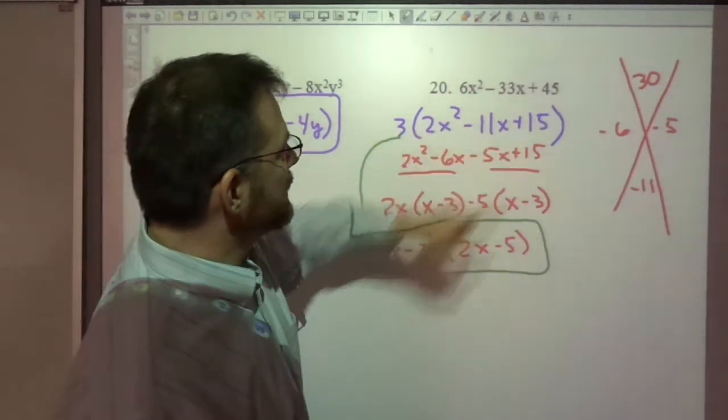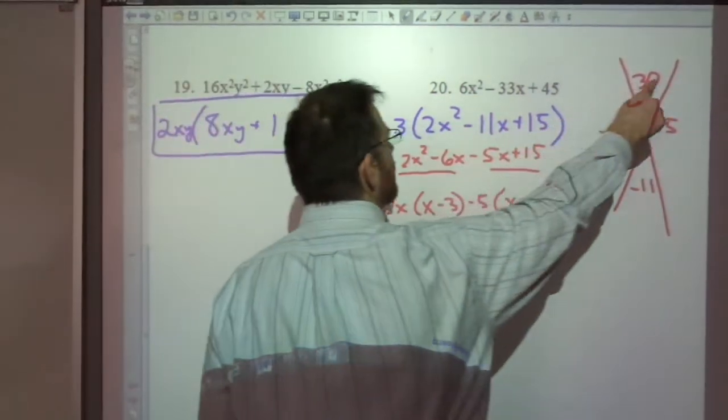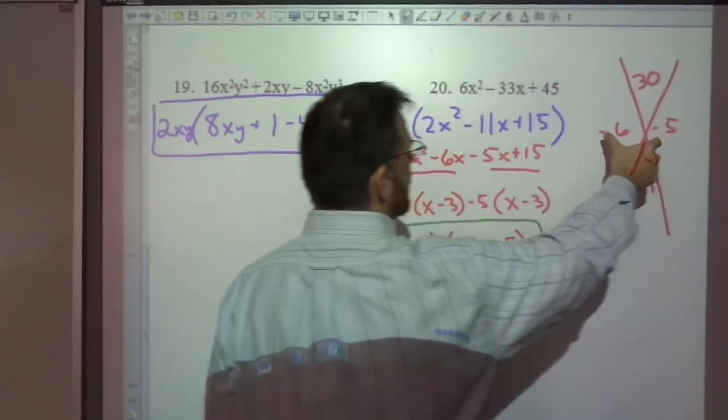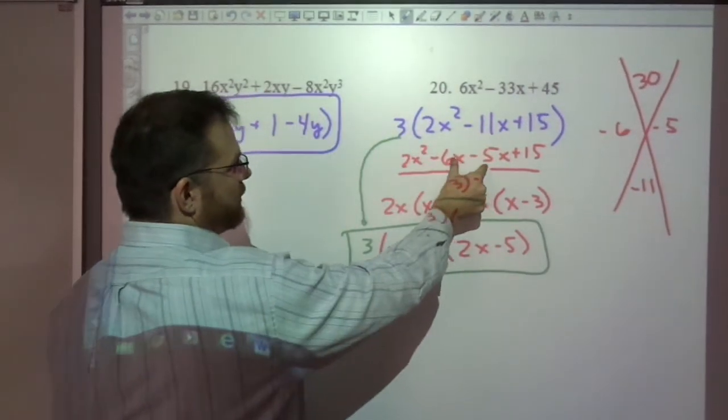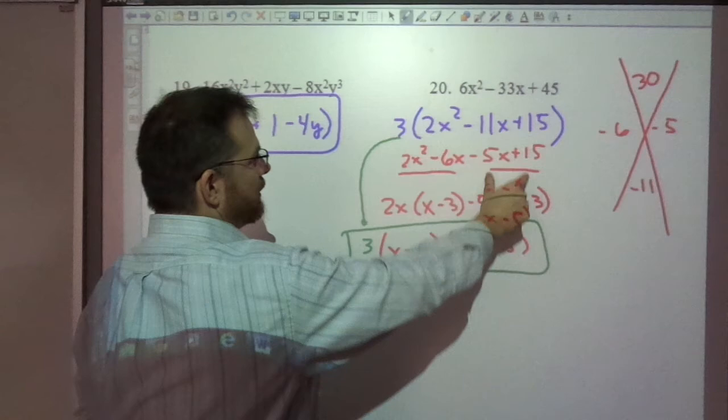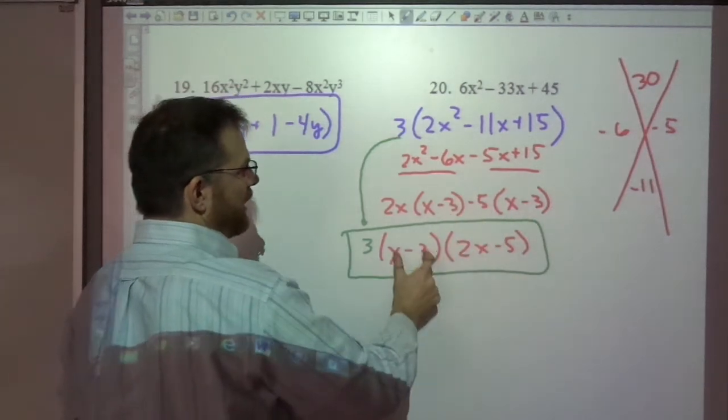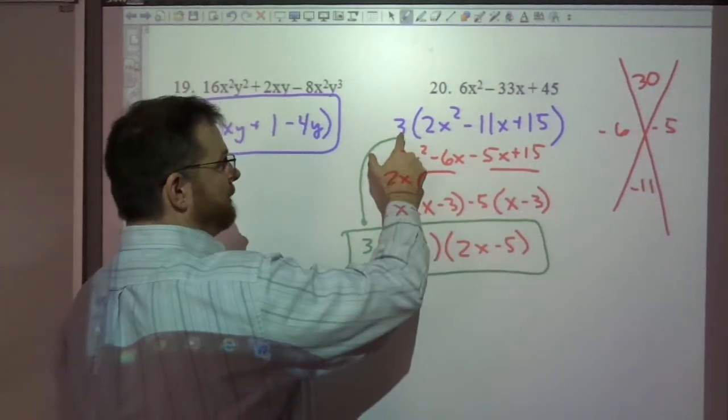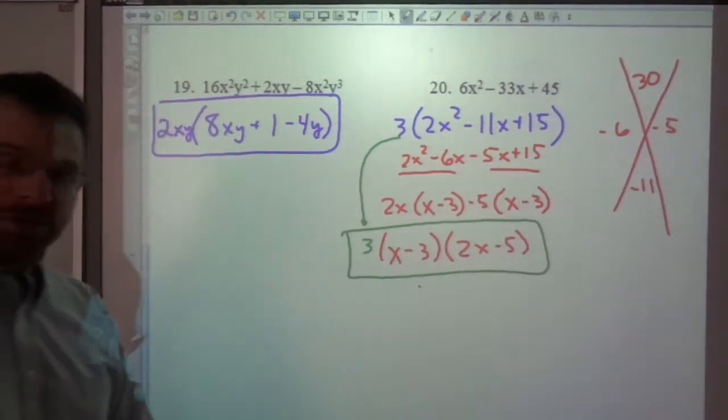And the last one, greatest common factor first, was 3. This is left over. This is a trinomial. First times last is 30. That adds up to be negative 11, or these guys. I replace the middle term with those guys. Grouping. I have an x minus 3 in common. I have a 2x minus 5 left over. I bring the 3 down and put it with my answer.